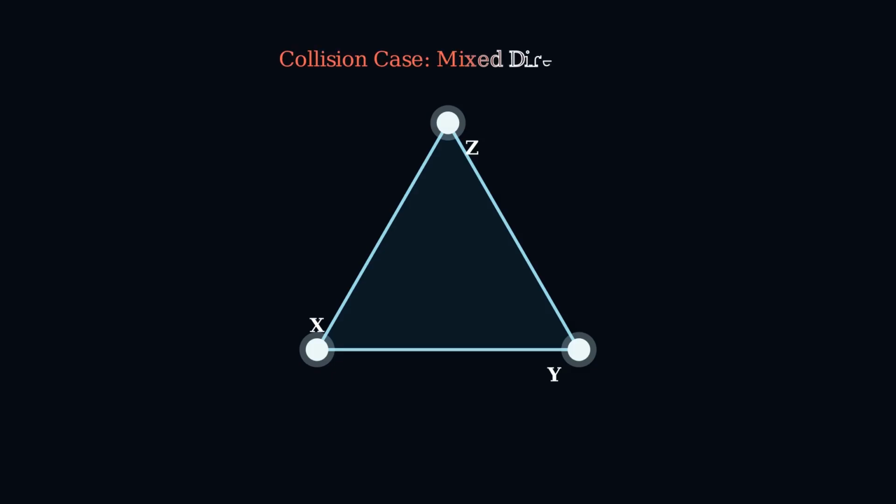But with mixed directions, ants can collide. Here, ant Z moves counterclockwise while X and Y go clockwise, causing Y and Z to meet head-on.